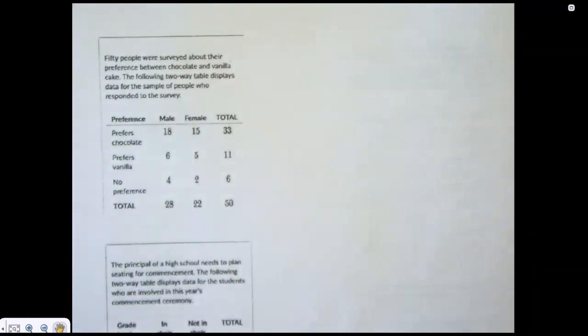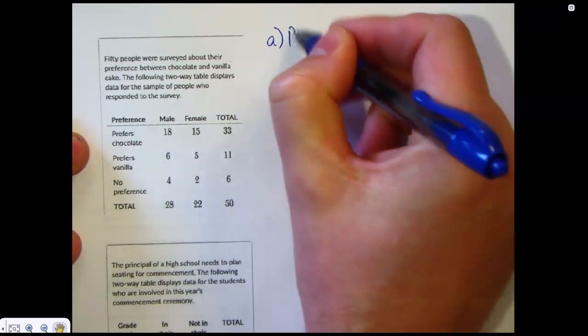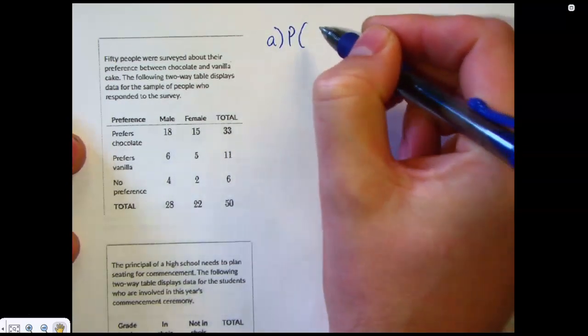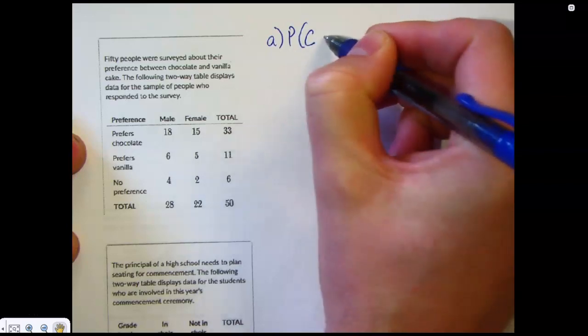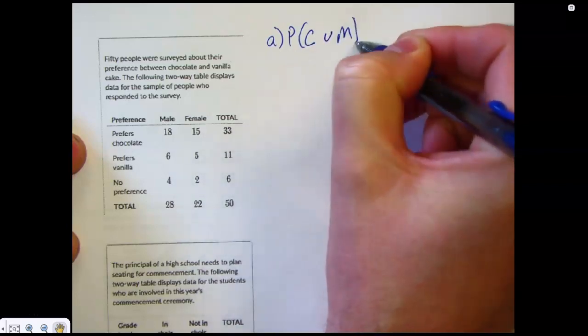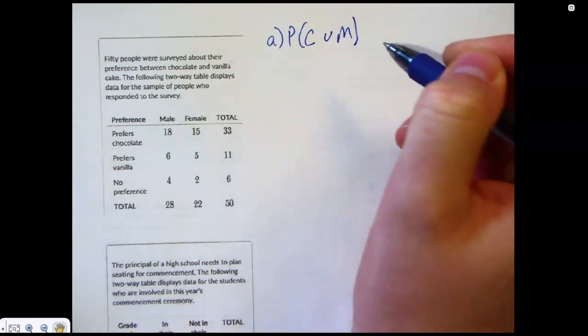So let's start with this first one. I know there's not questions there, so I'm going to write the question as we go. So part A, let's say I said, what's the probability of chocolate or male?